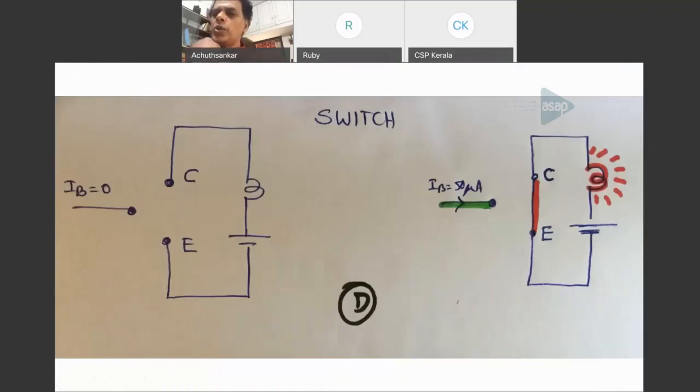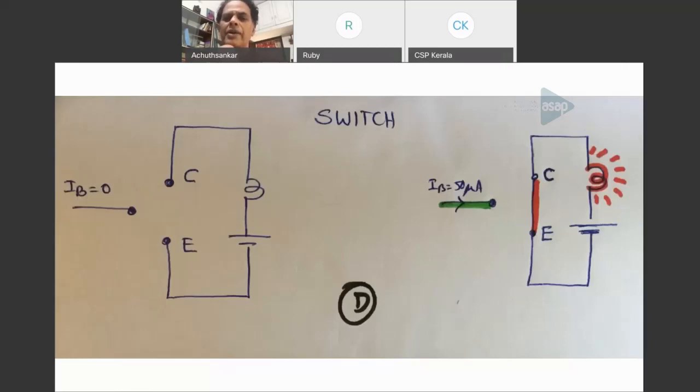Okay. So this is the switching action of the transistor. Look at the first image. IB is equal to 0. There is no current in the base. I told you there is no current in the base. Between collector and emitter, there is an open circuit, infinite resistance.